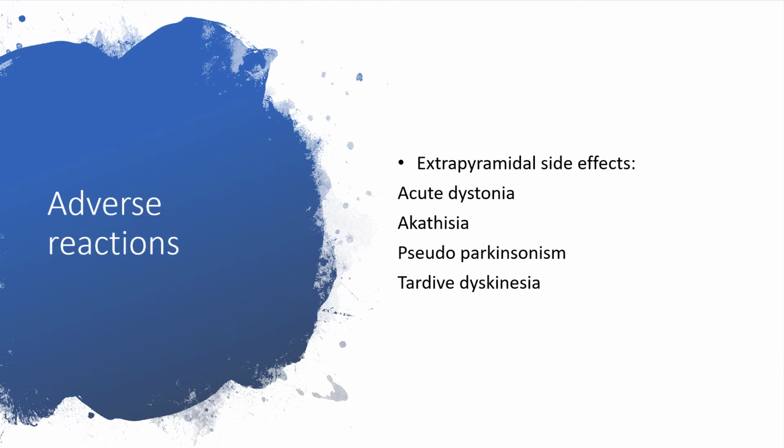Adverse reactions, extrapyramidal side effects. The first one to occur is acute dystonia, just from the name acute. Akathisia, pseudoparkinsonism, and tardive dyskinesia. I will not waste your time here because extrapyramidal side effects is a major topic that is worthy of separate presentation on its own. There, I'll be dealing in details with acute dystonia, akathisia, pseudoparkinsonism, and tardive dyskinesia.